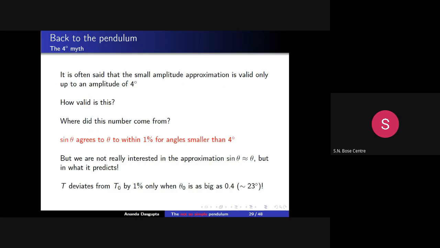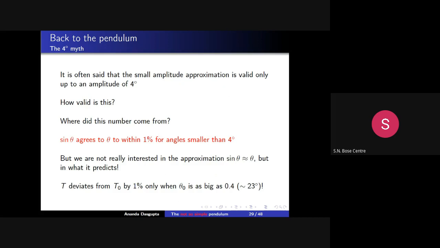So the time period formula which you use for the pendulum actually comes close enough, to within 1%, for an angle as large as 23 degrees, 0.4 radians, not close to 4 degrees at all. However, there is a reason why 4 degrees is still a good idea. Remember, we ignored several things. We ignored air resistance, and large amplitudes would mean a large amount of air resistance. So 23 degrees, although the formula allows it, is not a good idea.